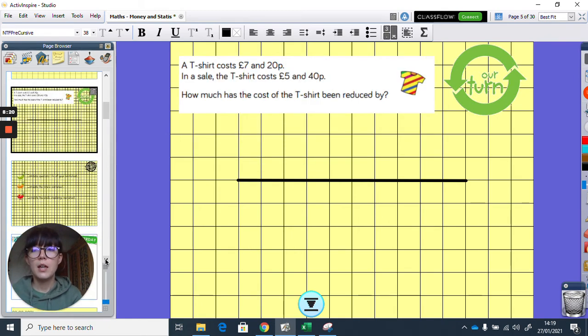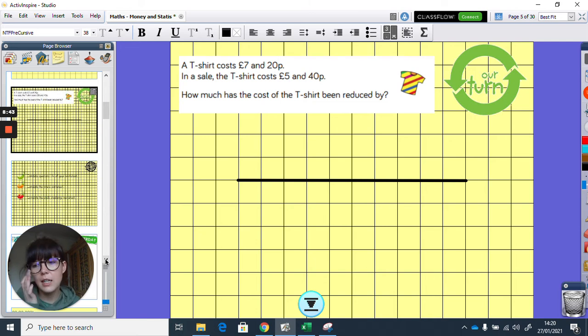Let's have another go. So, a t-shirt costs £7.20. In a sale, so there's a sale on, the t-shirt costs £5.40. So it's been reduced. It used to cost £7.20 and now it costs £5.40. How much has the cost of the t-shirt been reduced by?